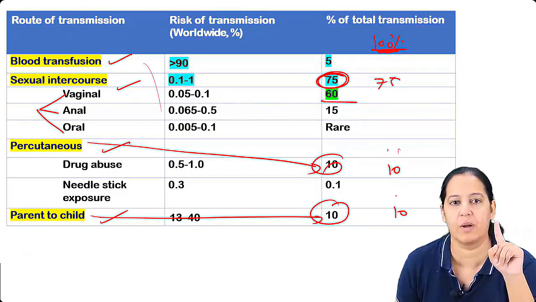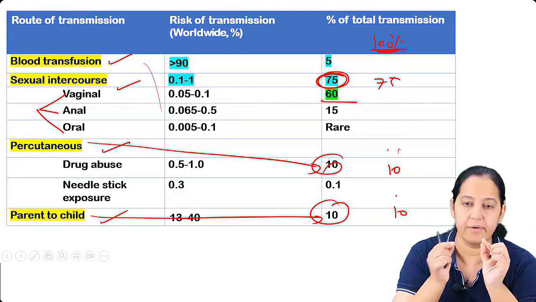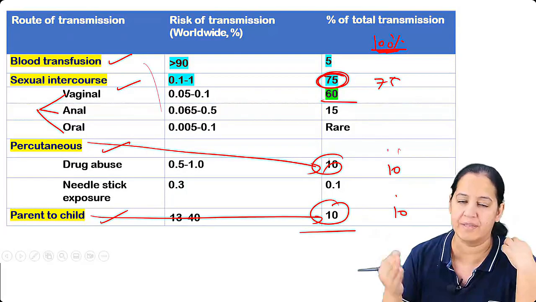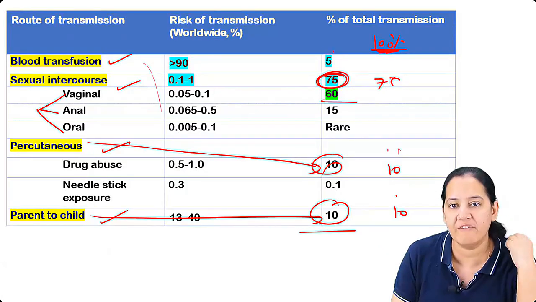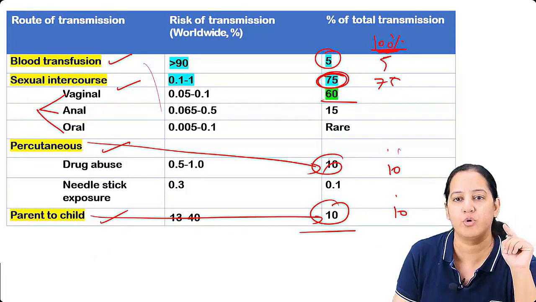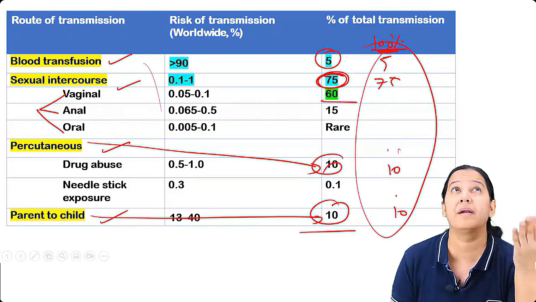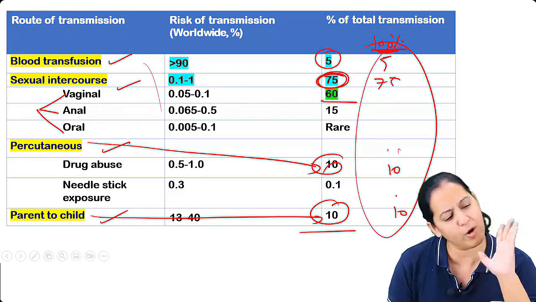These both are equal. Percutaneous is through needle prick, and vertical is from placenta, from mother to child during pregnancy. And only 5% is blood. Total is 100. Only 5. Why only 5%? Because blood is always given through blood bank. Blood bank always screen HIV.